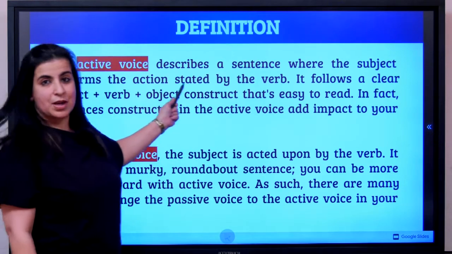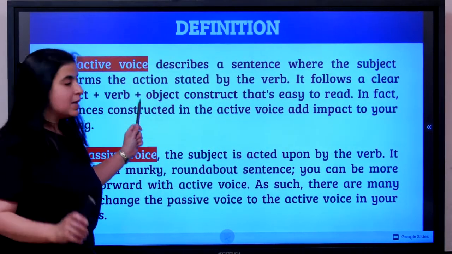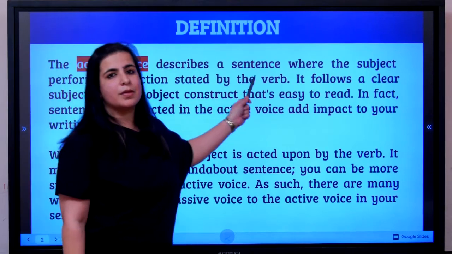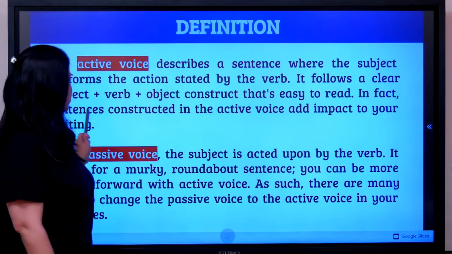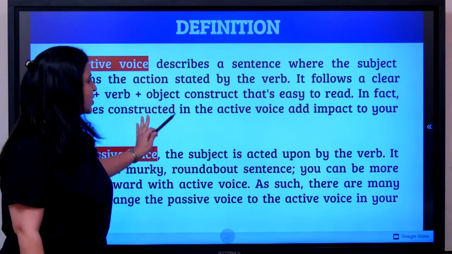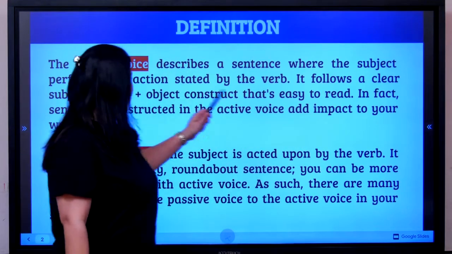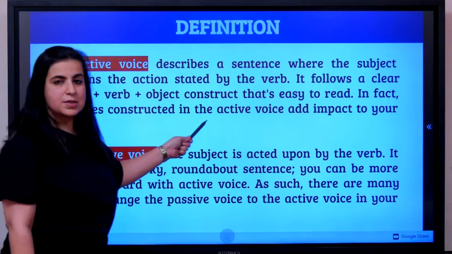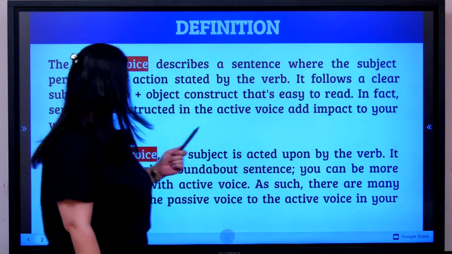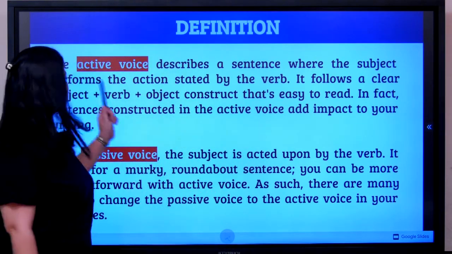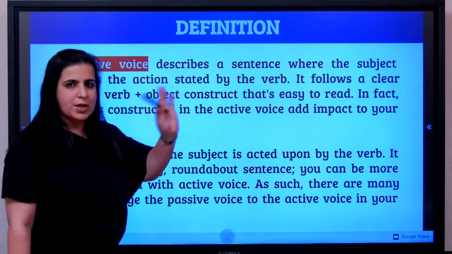Active voice describes a sentence where the subject performs the action stated by the verb. It follows a clear subject, verb, object construct that's easy to read. In fact, sentences constructed in the active voice add impact to your writing. These are active voice. It's very easy, subject, verb, object, that's it.